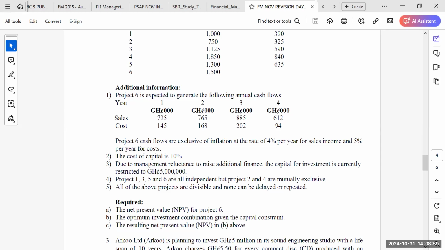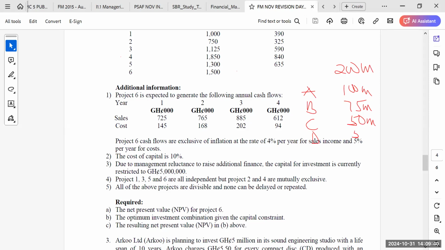Let's assume that you have 200 million. You want to undertake projects. Project A needs 100 million. Project B needs, let's say, 75 million. Project C needs, let's say, 50 million. And project D needs 15 million.